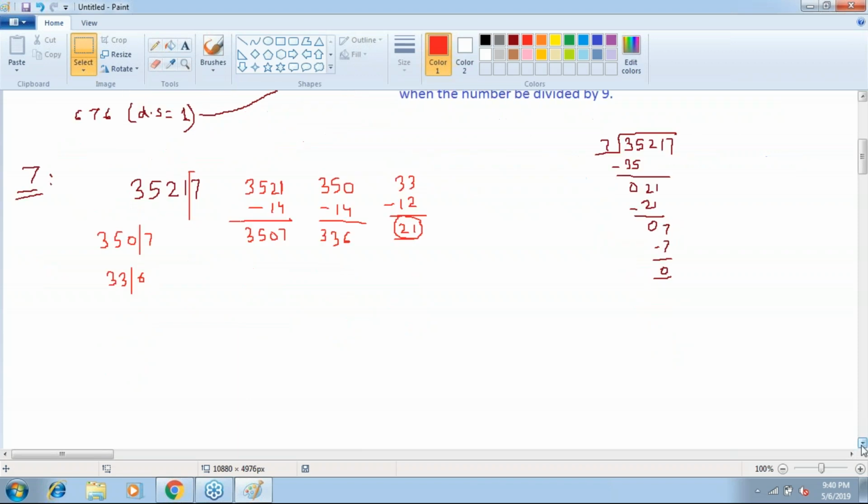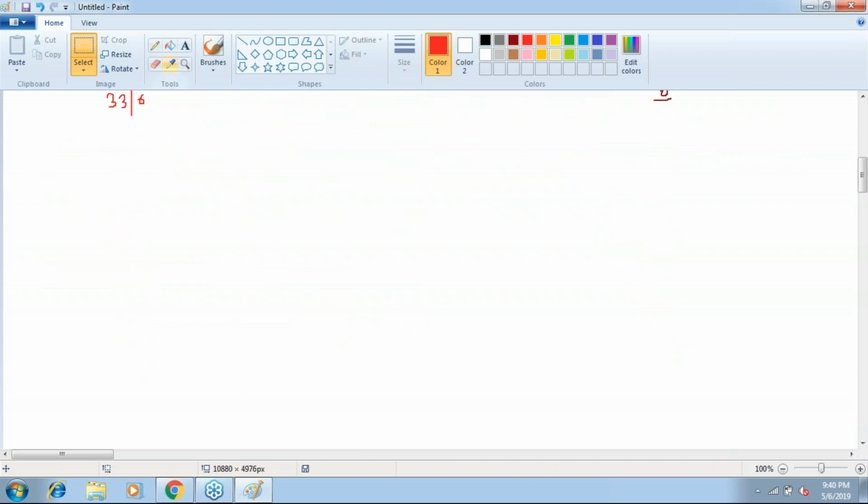Okay, in between, there is one more divisibility test, which is very interesting, exciting, and a lot of questions are made on that. So let us find out the divisibility rule of 11.